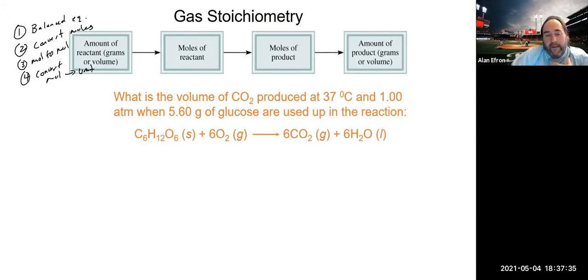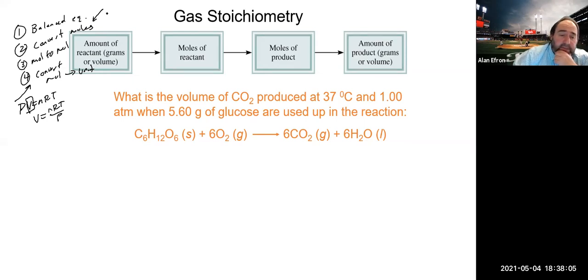So where does the gas part of it come in? How is it different? It's different because somewhere along in these steps, a lot of times at the end, though it could be at the beginning as well, you will use the ideal gas law. And usually if you're using the ideal gas law at the end, you will be solving for volume a lot of times. That's a very common question: how much volume of a gas is produced.